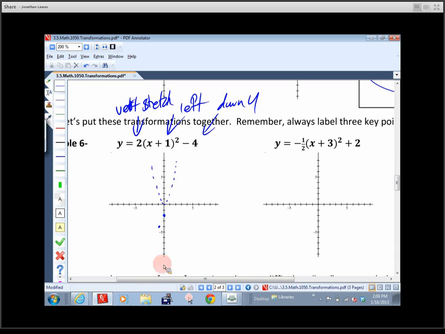Now, keeping track of the fact that this is a symmetric function, I've also got this point over here. So if I know what this one is, I should know what that one is. And if I go over 2, I normally go up 4. I'm going to go up 8. So I'm going to go up to here. And then I've got this other point that's symmetric over there. So here's the graph I'm after.